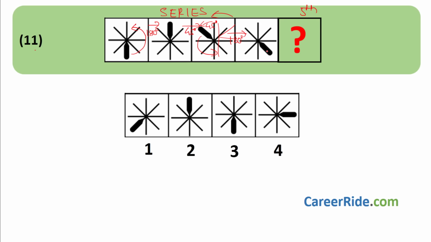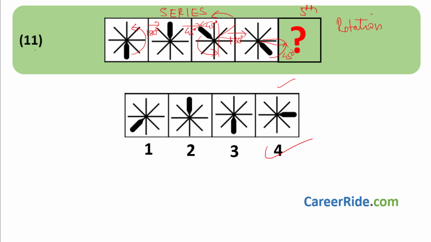So after this again it should be 45 in the anti-clockwise direction, right? 180, 45 anti-clockwise, again 180, again 45 anti-clockwise, right? So if we move in the anti-clockwise direction 45, what do we get? We get the bat over here. Which figure has the bat over here? This one. So 4 is the answer. Okay, so this is an example of rotation again.